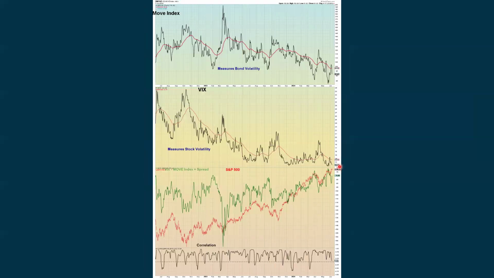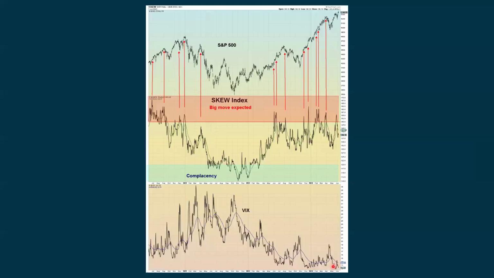Then we have a thing called the MOVE index on top, which measures the volatility of bonds. Then in the middle, there's the VIX, which measures the volatility of stocks. I have some studies down here between the two. What I mainly pay attention to is the correlation. Right now, the correlation between the volatility of stocks and bonds is pretty much neutral. Sometimes this gets pretty high, sometimes it can get pretty low. So we're not really getting any insight from this chart right now.